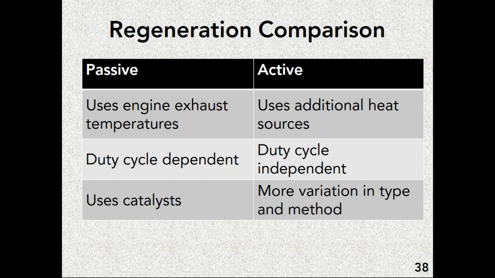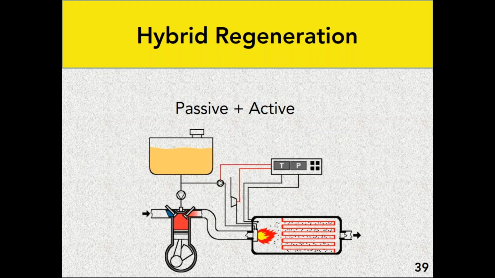Passive systems always use catalysts and nearly always use a diesel oxidation catalyst. Active systems use different components depending on the manufacturer. We went over a couple of them. And just to give you an idea, there's probably more than 40 or 50 different filtration configurations, whether they're OEM or retrofit. I'm just giving you the basics.